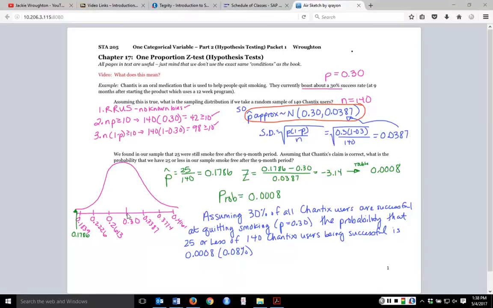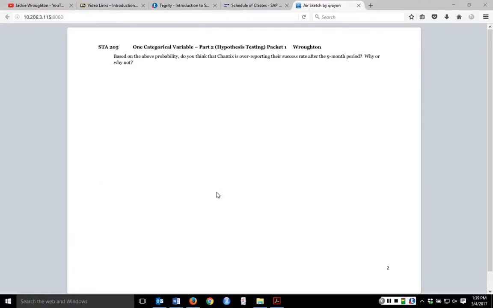Now, hopefully most of us would agree if 0% of our people were smoke-free after the 9 months, we would definitely feel like something is up. So the further below I get down here, the bigger concern I'm going to have. Is this far enough below to be concerning? All right, let's see if how I write my answer now makes sense.